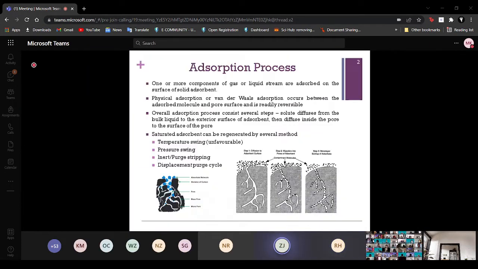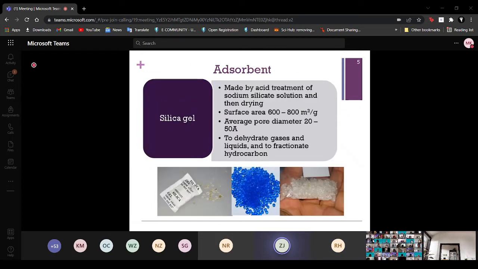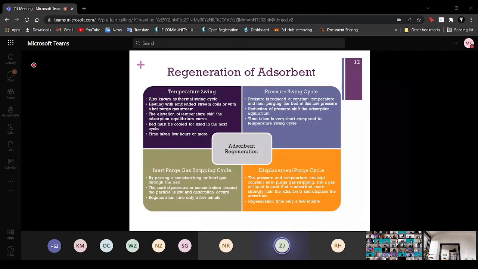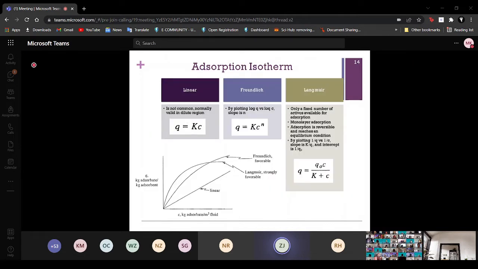Alright, so kita dah pergi kepada example of type of adsorbent, and then we move on to a little bit of application, and then regeneration method. Okay, and then kita akan start dengan isotherm.